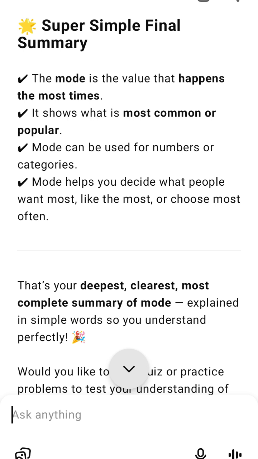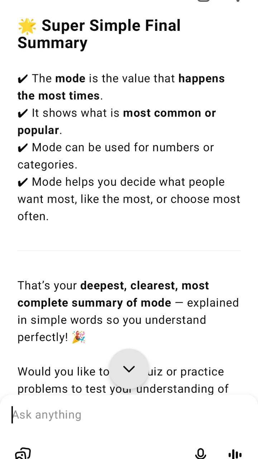Other simple examples. Example 1, scores. Numbers 5, 6, 6, 7, 8. Mode equals 6 because 6 appears twice, more than others. Example 2, favorite fruits. Responses: apple, mango, mango, banana, apple, mango. Mango appears 3 times. Mode equals mango.